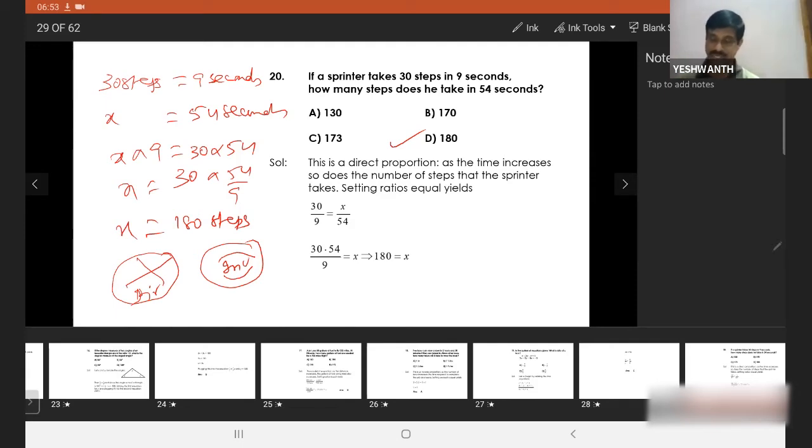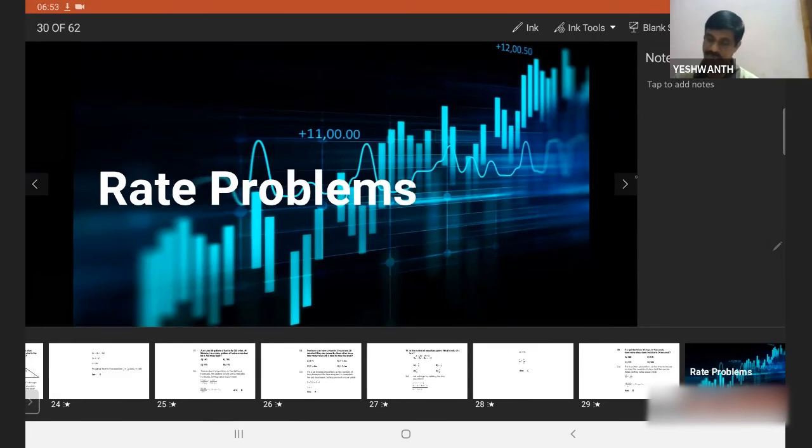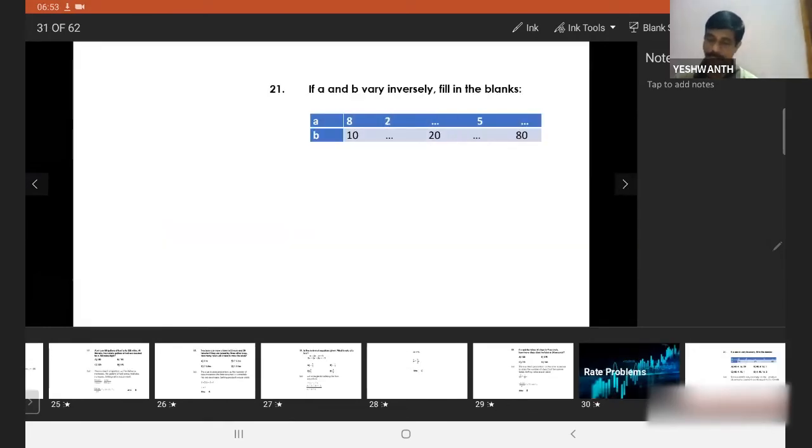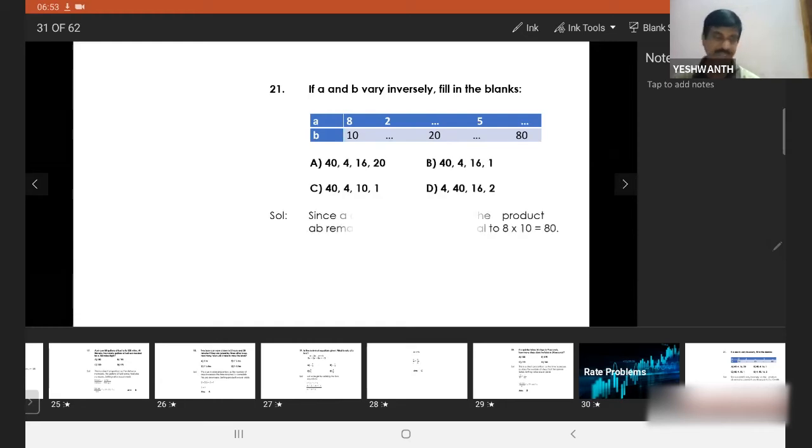I think you need to take a screenshot. You might have taken it. So let us see what it is. So now, ratio problems. Look at this. If A and B vary inversely, fill the blanks. So you need to fill the blanks. Now children, we have already done inversely proportional and directly proportional questions. So here 8 into 10 is 80. So you should get here 80 by 2, which is 40. First one is 40.